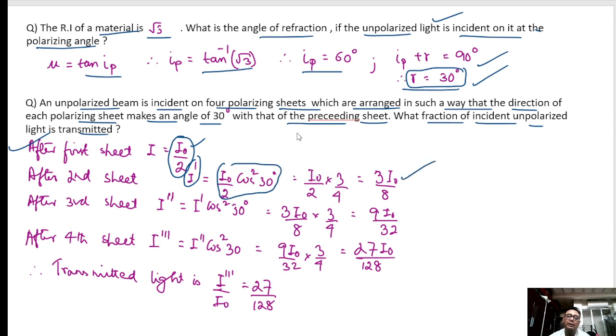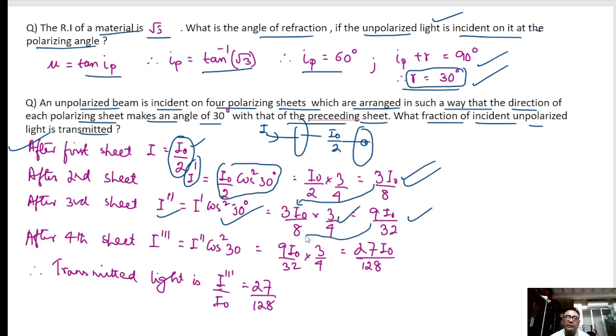We know that after the first polarizer, it becomes I0 by 2. Now if this angle is changed by 30 degrees, how much will it be? This. And if it is changed again by 30 degrees, this into cos square 30 is this. Again it is changed by 30 degrees, so this into cos square 30 is this. That means this was the original and this is the final. So this is the fraction of the light which is getting transmitted.